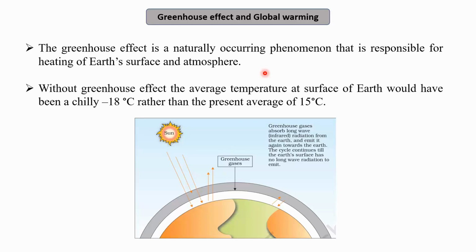The greenhouse effect is a naturally occurring phenomenon which is responsible for heating of the Earth's surface and the atmosphere. Up to a certain limit, it is actually important for us, because it helps in maintaining the average temperature. Without the greenhouse effect, the average temperature at the surface of the Earth would have been a chilly minus 18 degrees centigrade rather than the present average of 15 degrees centigrade. So the natural process of the greenhouse effect is important.